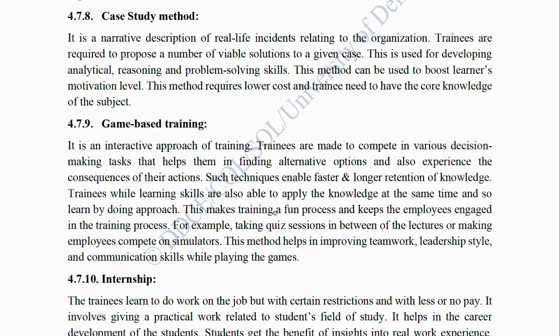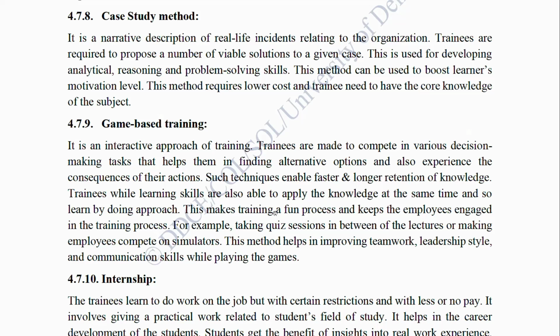4.7.9 Game-based training. It is an interactive approach of training. Trainees are made to compete in various decision-making tasks that help them in finding alternative options and also experience the consequences of their actions. Such techniques enable faster and longer retention of knowledge. Trainees, while learning skills, are also able to apply the knowledge at the same time and so learn by doing. This makes training a fun process and keeps the employees engaged in the training process.